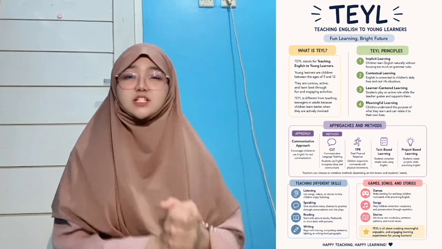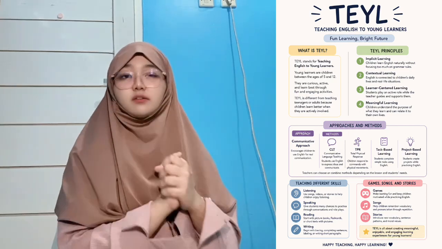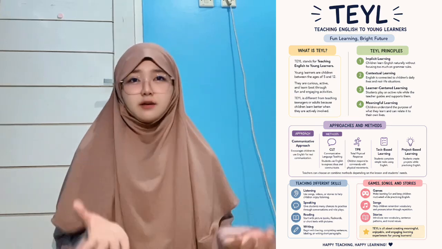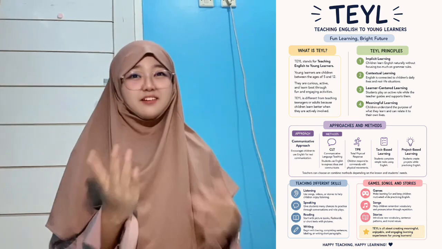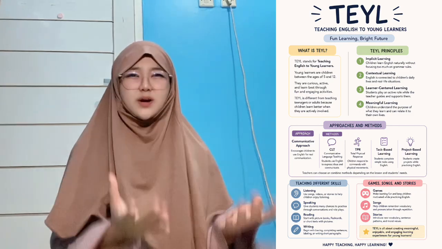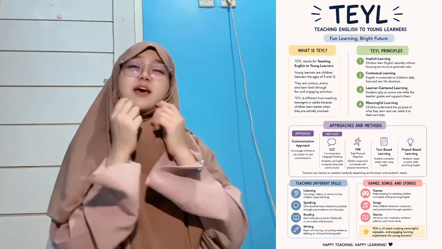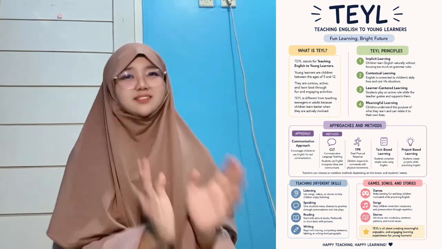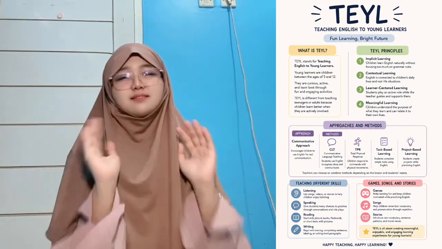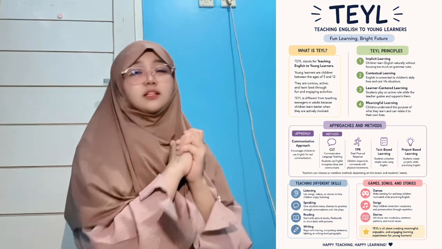TEYL stands for Teaching English to Young Learners. Young learners are usually children between the ages of around 5 and 12. They are naturally curious, active, and they really enjoy learning through fun activities. That's why teaching children is very different from teaching teenagers or adults. They usually can't sit quietly and listen to long explanations. Instead, they learn much better when they are actively involved in the lessons.